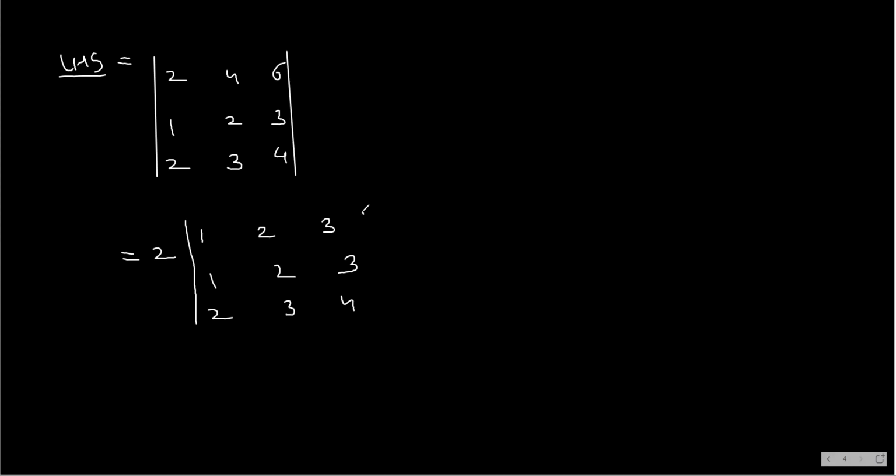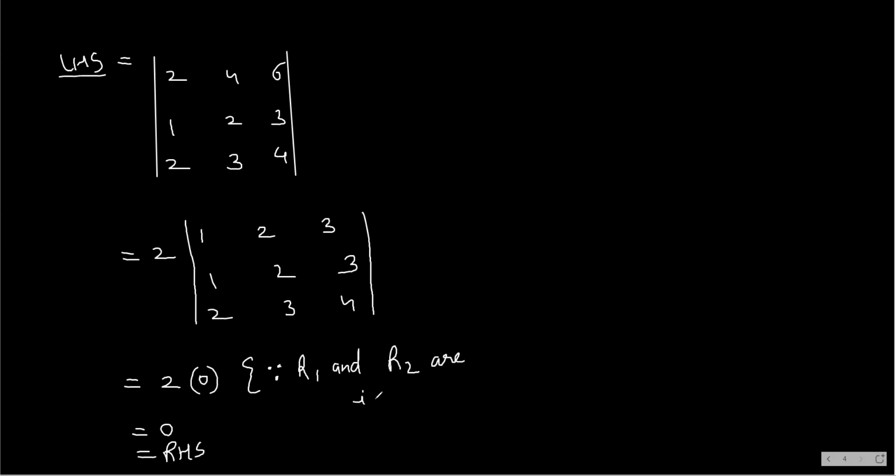So what do you got? The first row and the second row are identical, so you write 2 into 0. If any two rows or any two columns are identical, the value of the determinant is 0. So this is 0, which is equal to RHS. Here you can write, since R1 and R2 are identical.